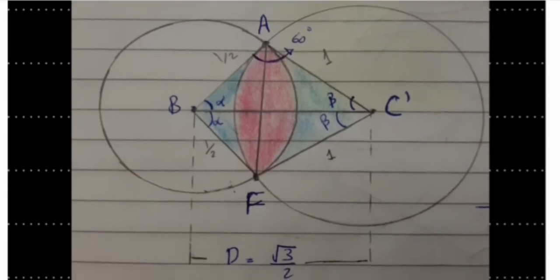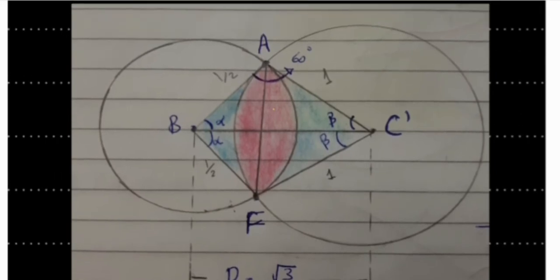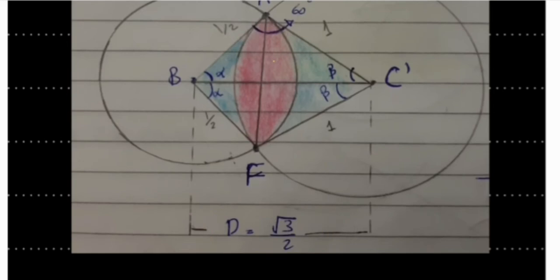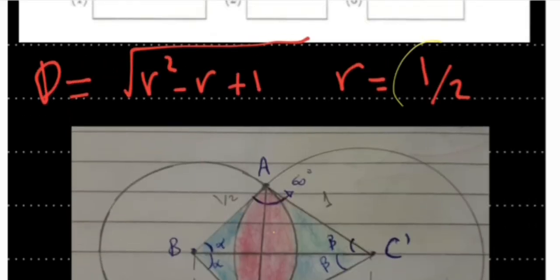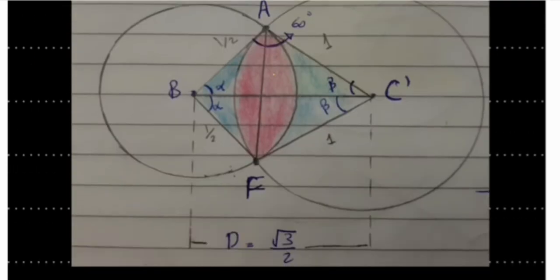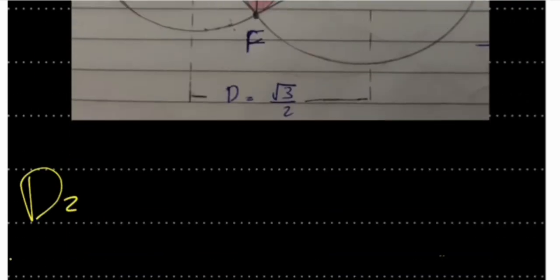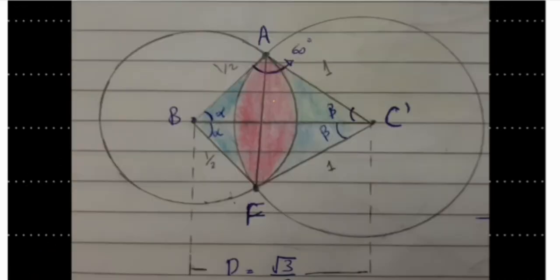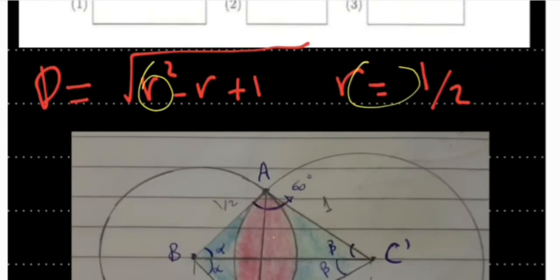So look, the area in red is the thing we want, and now for this D over here, how did I find this D over here? Look, just plug in the value of R over here. So look, D is equal to what? The square root of R squared, 1/2 squared, minus R plus 1, right? I just put the value of R over here.